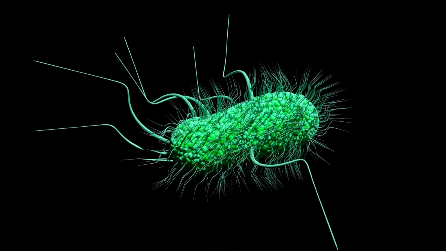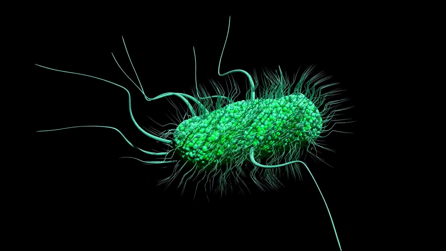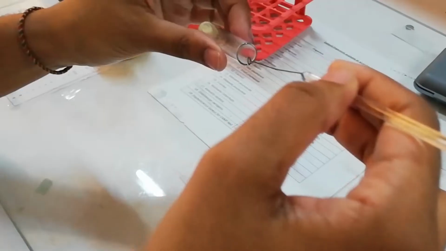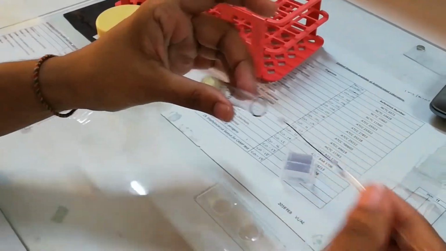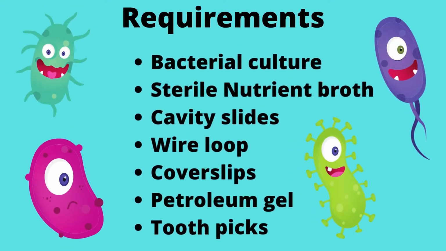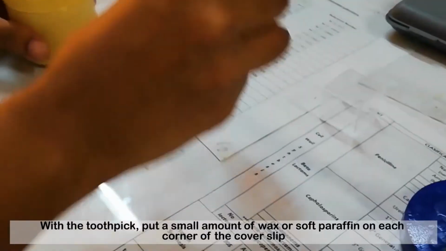However, in the presence of bacteria, the activity of flagella can be visualized by the ability of the microbe to move in growth medium or by the hanging drop technique. Requirements: bacterial culture, sterile nutrient broth, cavity slides, wire loop, cover slips, petroleum gel, toothpicks.